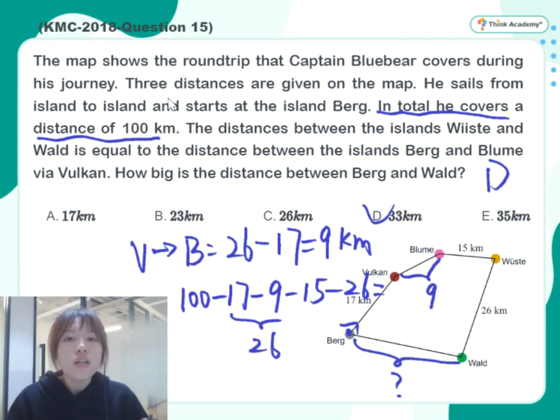That's the key point. So for plane geometry, you also need to know the knowledge about area and perimeter. That's the twins for plane geometry.